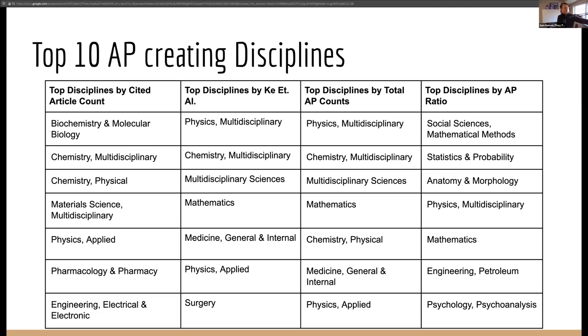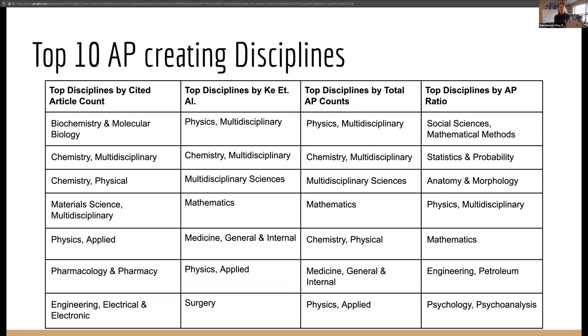And these aren't even top 10, are they? 1, 2, 3, 4, 5, 6. Sorry, these are top 7. That was what was listed in their paper. So there's 7 here. Most of these are pretty much the same, except chemistry, physical jumped up on mine, and surgery dropped down. I think surgery is number 8 on my list, to be honest.